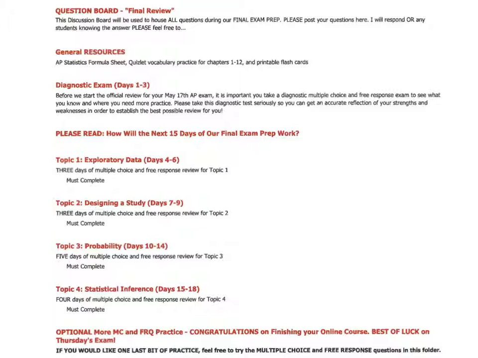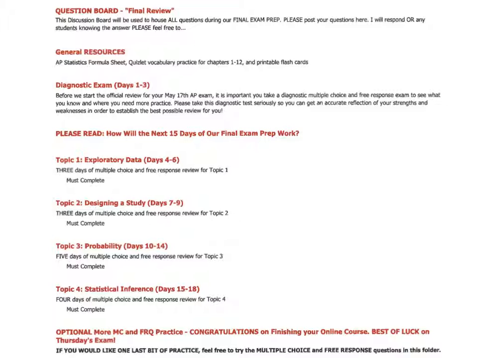There were 4 topics in our entire class. Days 4 and 6 of your review are going to be exploring data. 7 through 9, designing a study, which was just chapter 4. Probability was chapter 5 through 7. It's going to be days 10 through 14. Then we're going to wrap it up with chapters 8 through 12 on days 15 through 18, which will then get you ready for the exam.